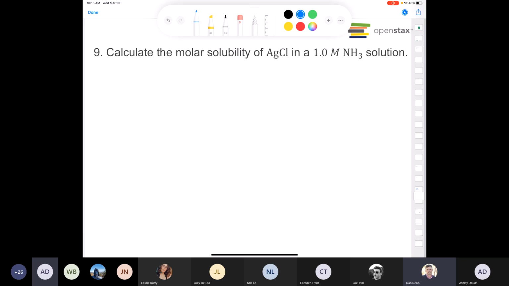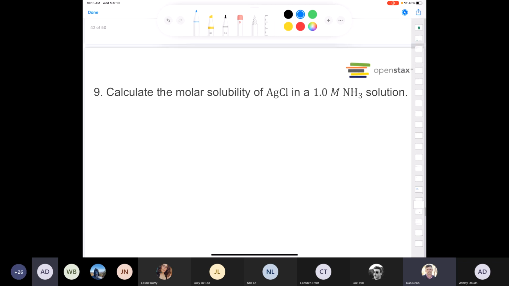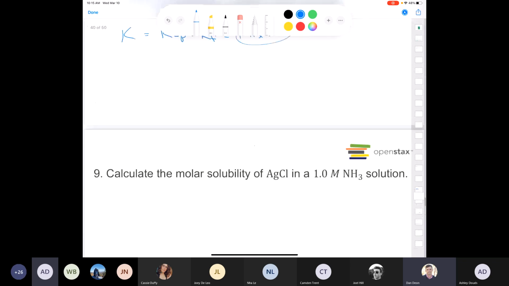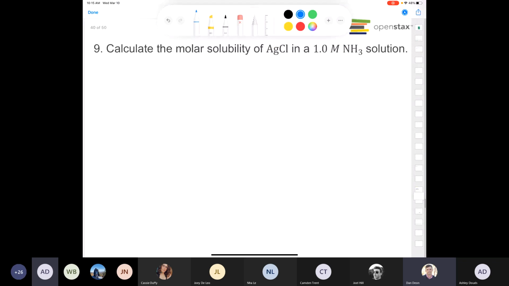All right, let's take a look at this problem here. Let me grab my calculator again. You can probably see, if you looked ahead in the slides, I put the answer to this one in here. But I wanted to work it out here with my students. It just says, calculate the molar solubility of silver chloride in a 1 molar ammonia solution.